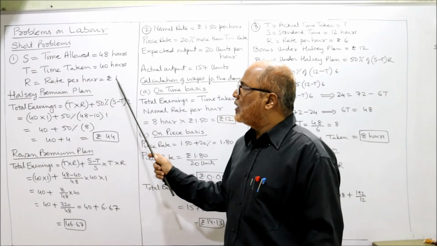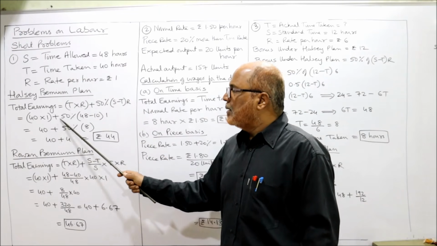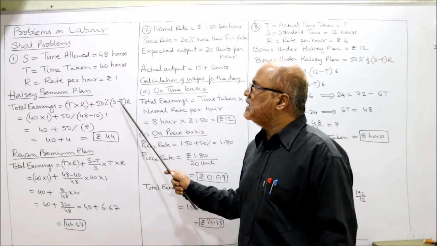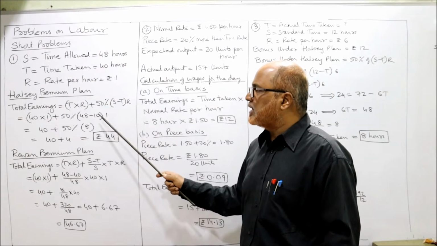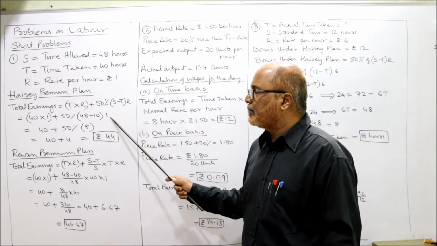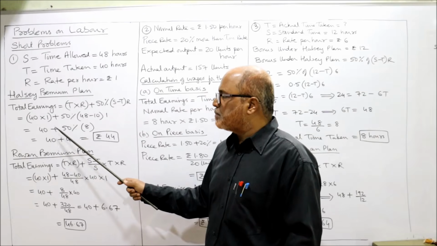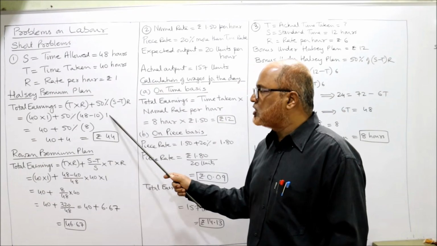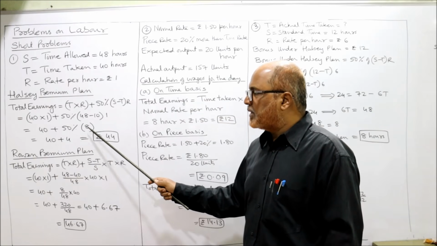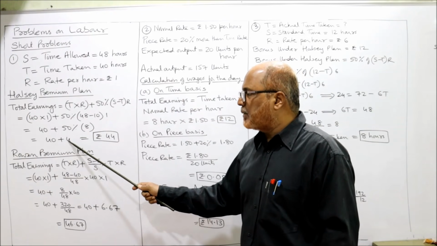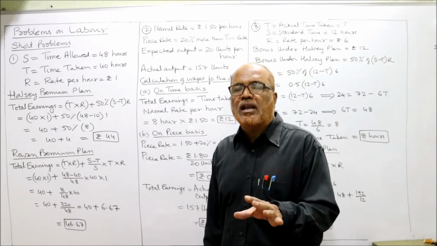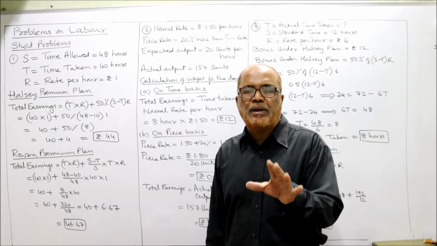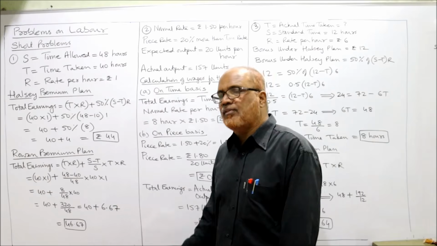And rate is 1 rupee. So in place of R, 1 rupee, plus 50% of S minus T. S is 48, so 48 minus 40 into R. R is 1. So 40 into 1 is 40 rupees, plus 50% of 48 minus 40, which is 8. 8 into 1 is 8, and 50% of 8 comes to 4. So 40 plus 4 is 44 rupees. The total earning of the worker under the Halsey premium bonus scheme is 44 rupees.